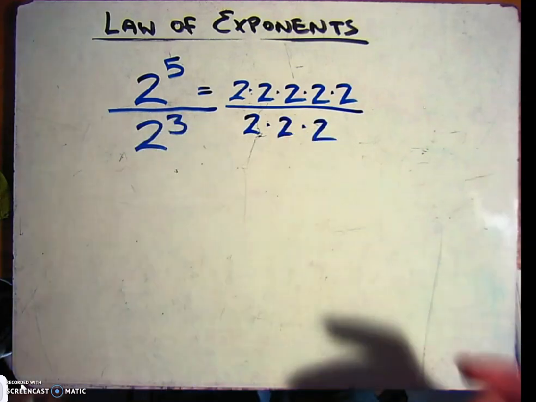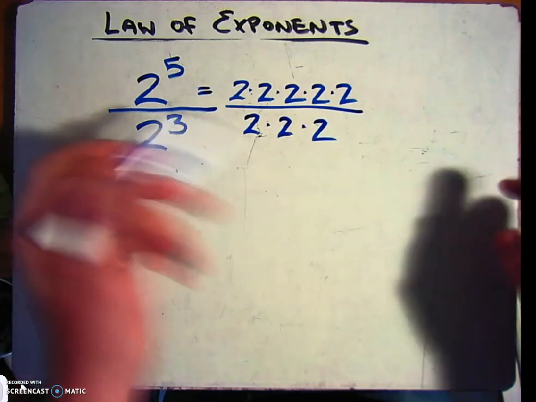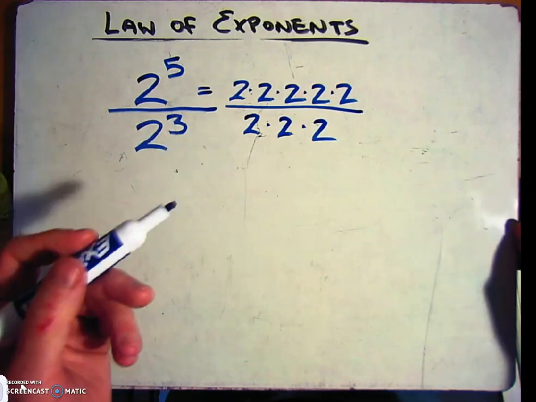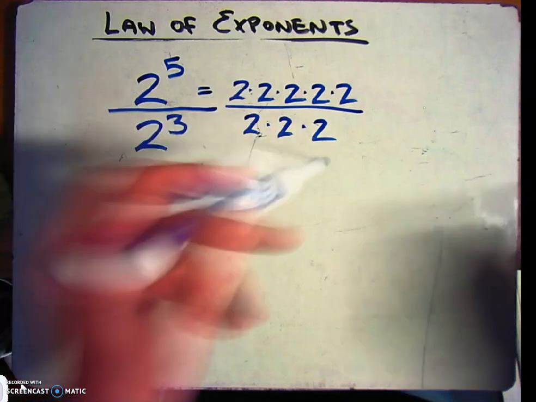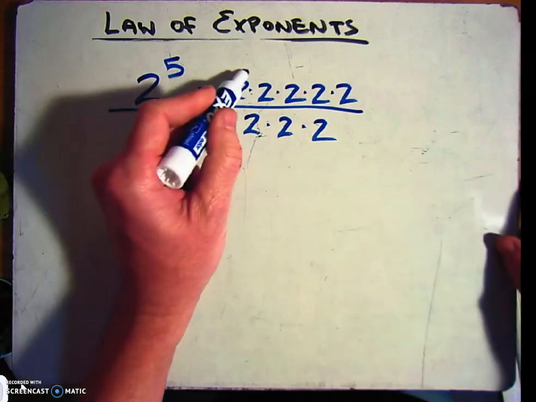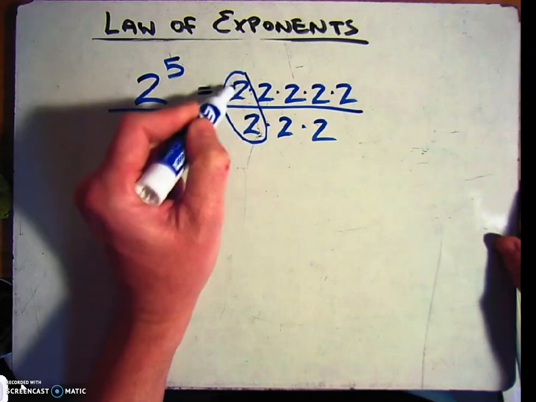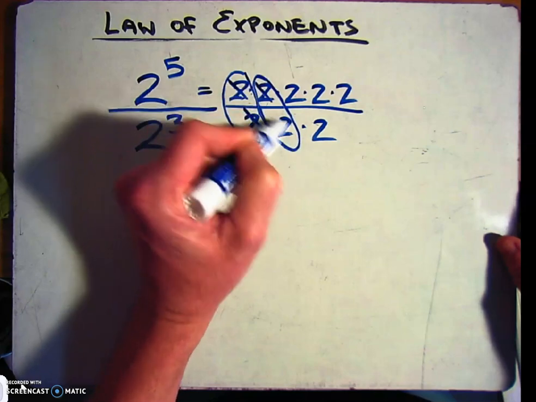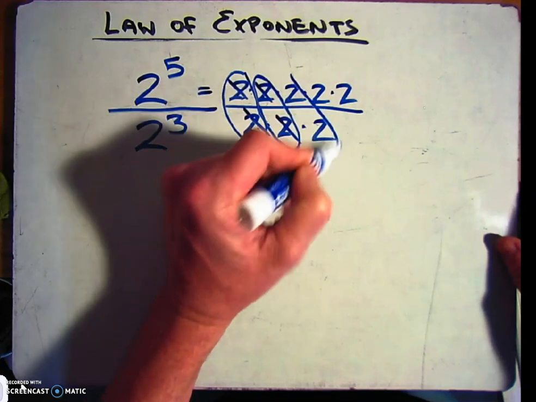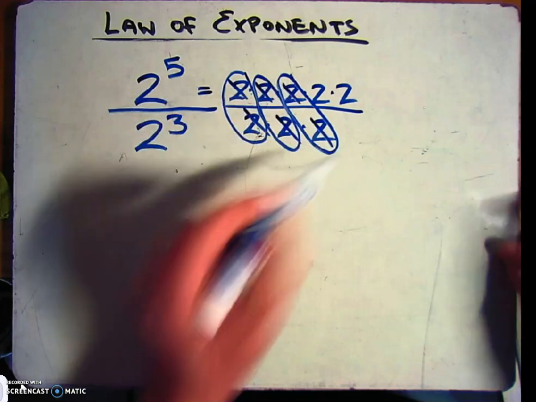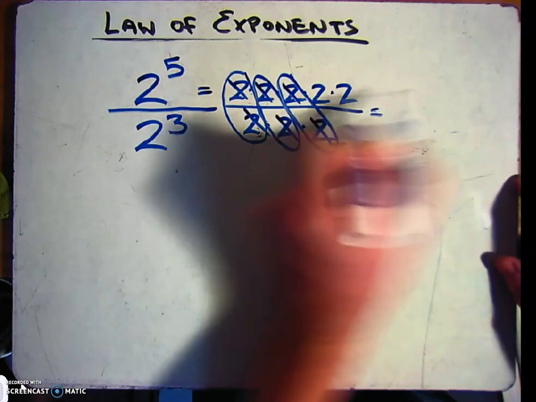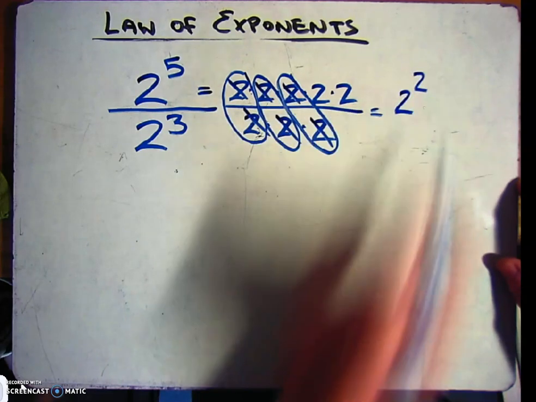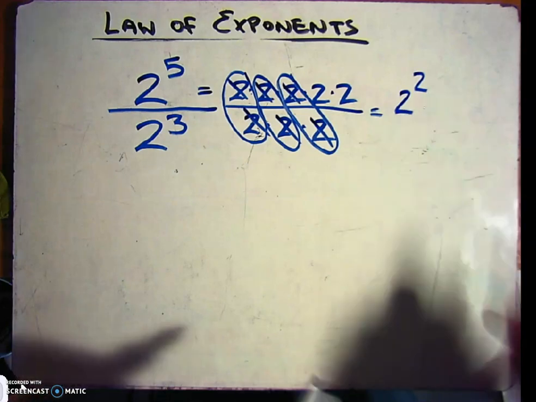Now, in division, if we wanted to cancel out common things above and below, because in the order of operations we can do multiplication or division, we can say that 2 divided by 2 has a value of 1. And 2 divided by 2 has a value of 1, and again 2 divided by 2 has a value of 1. So all we have left is 2 times 2 on the top. Now 2 times 2 can also be seen as 2 to the 2nd power.